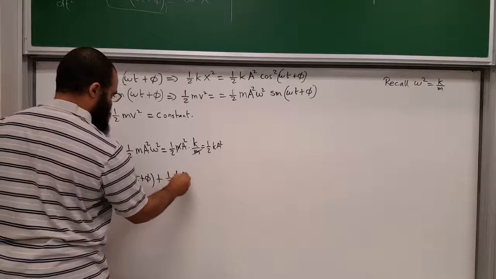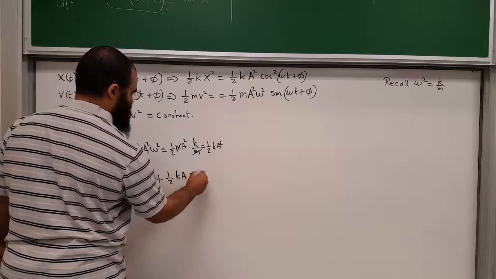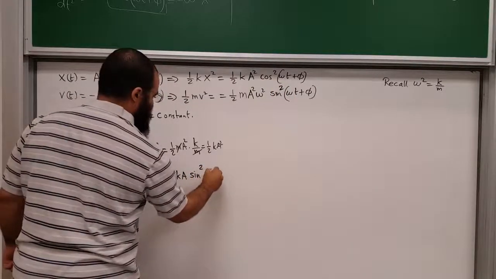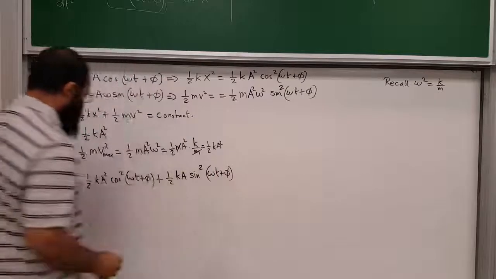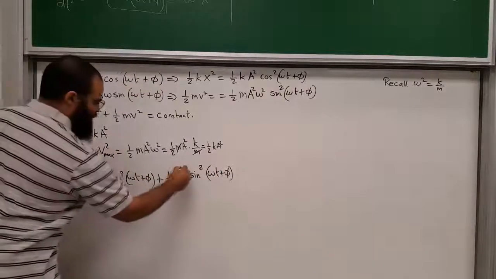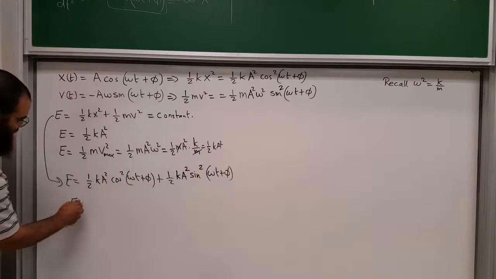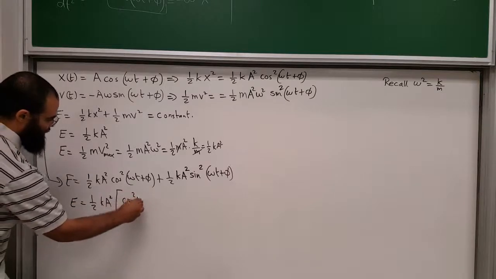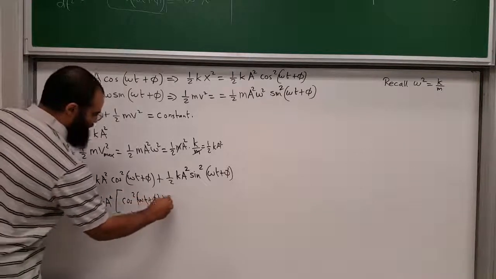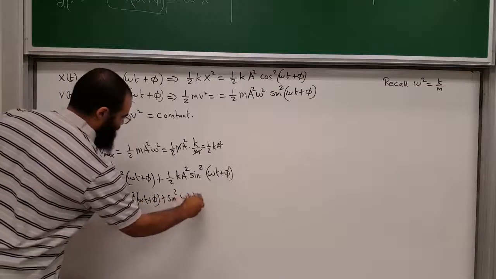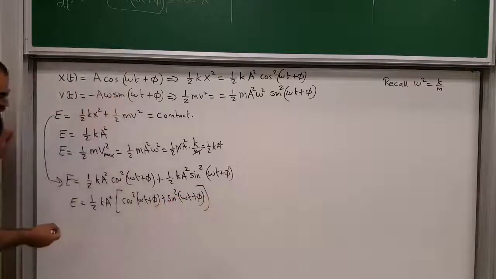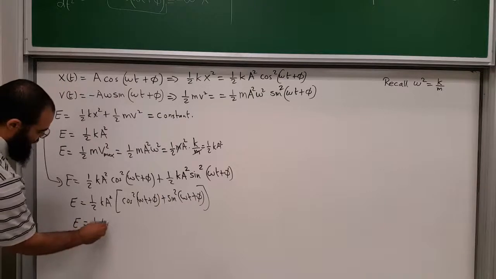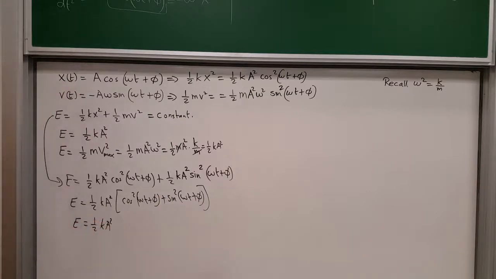So it's 1/2 kA squared times the sine. I forgot to square the sine here. So sine squared of omega t plus phi. And if you factor the 1/2 kA squared out, you will get the cosine squared of omega t plus phi plus the sine squared of omega t plus phi. And sine squared plus cosine squared of that same angle, you get 1. So it is constant, 1/2 kA squared. The amplitude is whatever it is, it's a constant value.